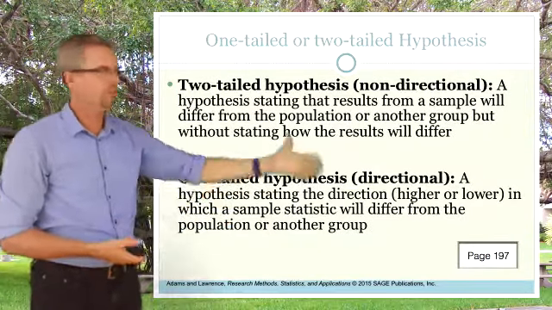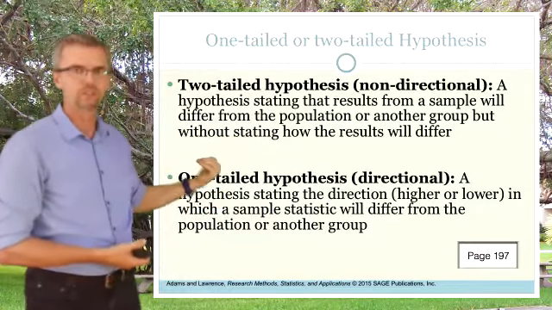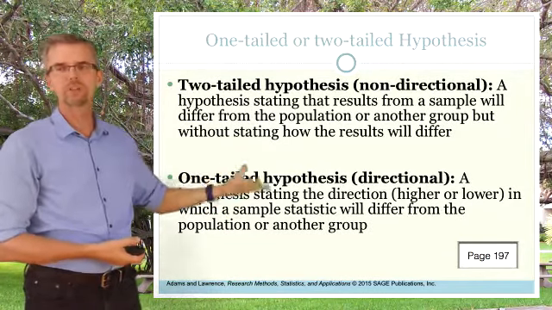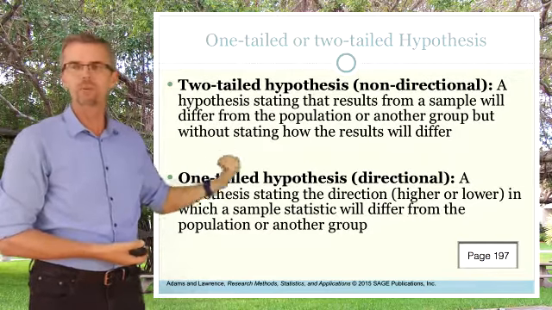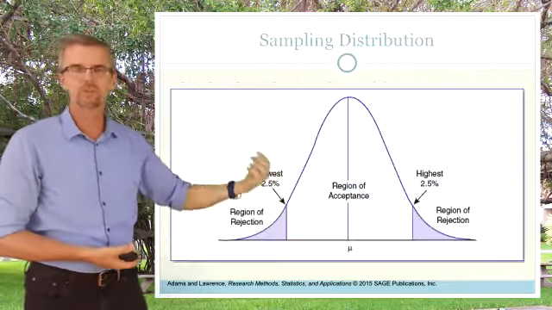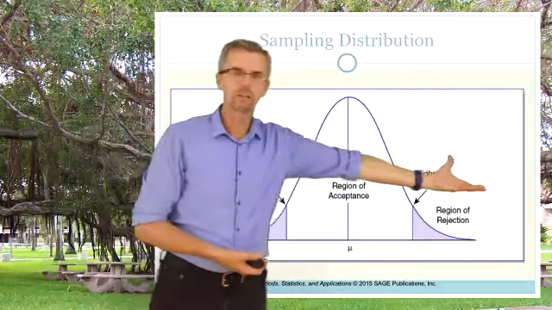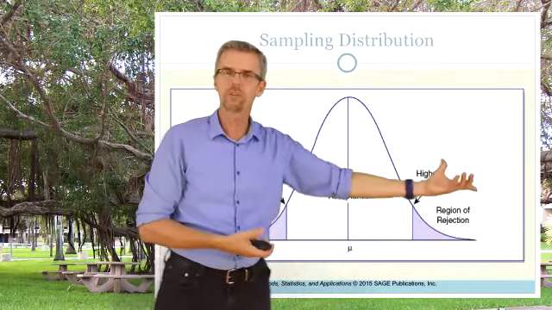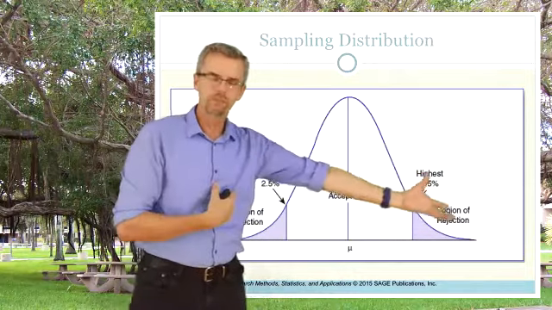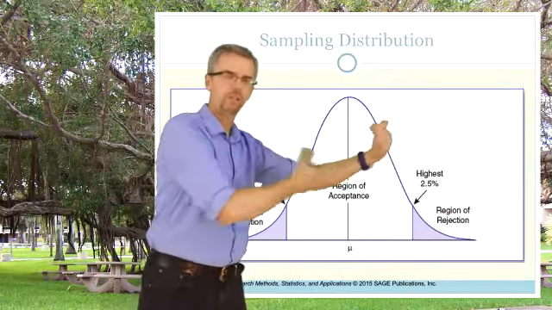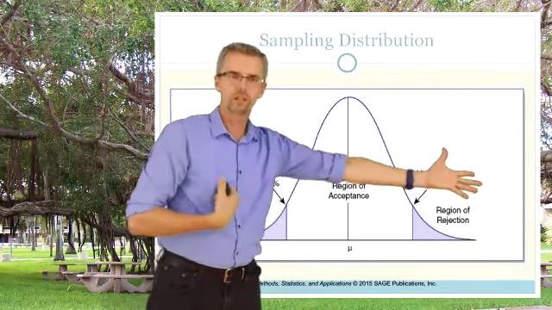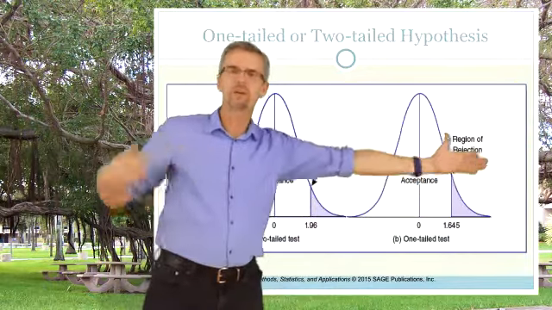One-tailed or two-tailed hypothesis. Two-tailed is non-directional, and we'll talk about this in assignment number 3. It is a hypothesis stating that results from a sample will differ from the population or another group, but without stating how the results will differ. So it could be lower or it could be higher. And it doesn't really matter the way you worded your hypothesis. If it falls outside of the 95% certainty probability area, then you can reject, you're in the region of rejection. It doesn't matter on which tail.